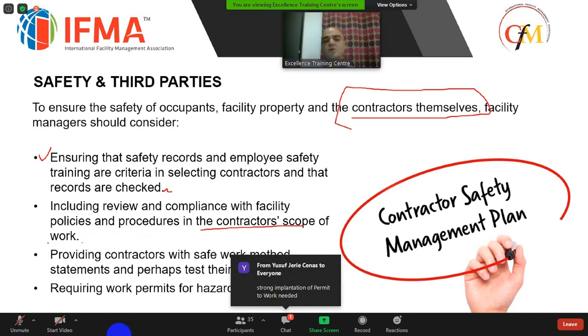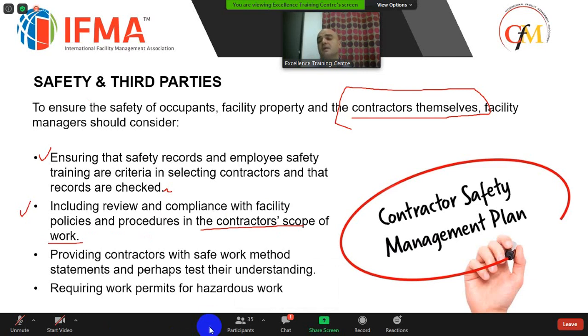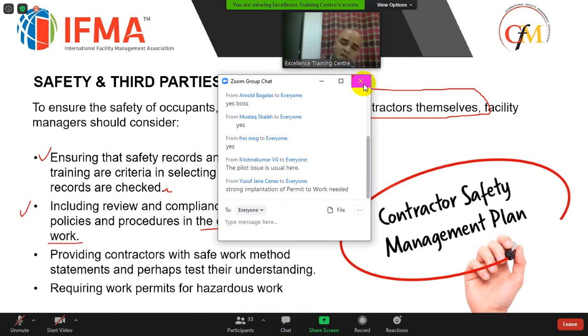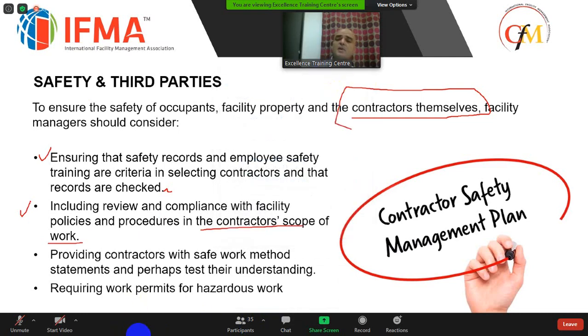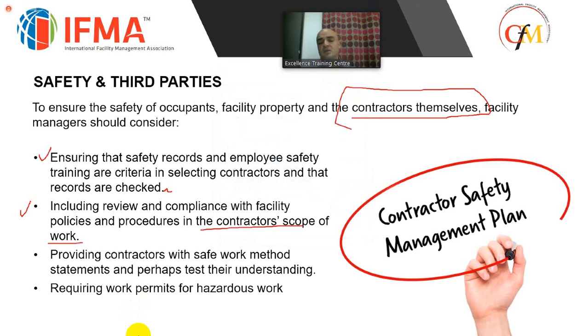So an important thing is compliance with the safety requirements, so they include some mandates. Like, I prefer to mandate having a safety officer always available, whether from the facility side, from our side as a facility management company, or from the contractor side. No work should be conducted without a safety officer, and that's done to protect the people and to protect the facility which we are handling. Providing contractors with safe work method statements and perhaps testing their understanding. Requiring work permits for hazardous work.